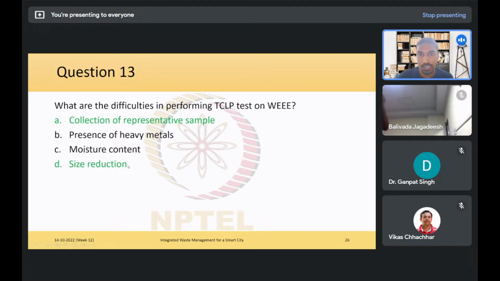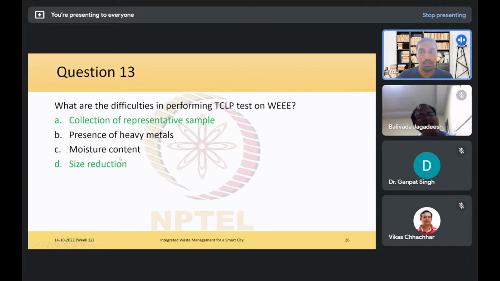Because these are bulky substances, we need to reduce them. For the TCLP test, the waste has to be cut down to 1 centimeter, right? So the size of the waste should be 1 centimeter or less, because we are going to perform a leaching procedure. The higher the surface area, the better the leaching. We want to be conservative and make sure we are not missing any hazardous things, so we want a smaller size. But size reduction of electronic waste is not that easy, so that is also a difficulty.